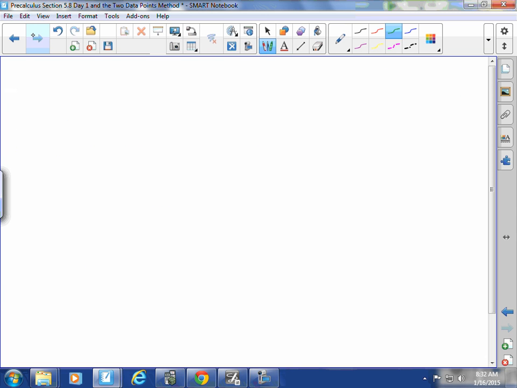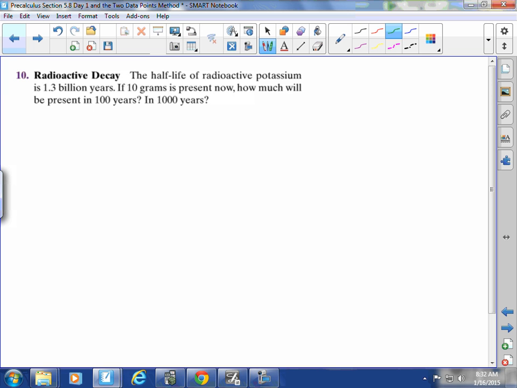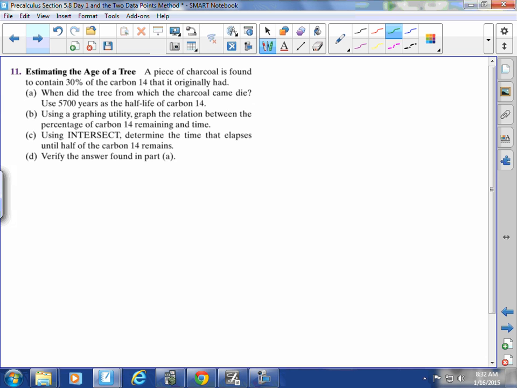Okay, so I think having seen that, you might spot yesterday's homework as being a little simpler than initially presented. Let's go back and talk about any of those you want to right now. Go ahead. Number 11. A piece of charcoal is found to contain 30% of the carbon that it originally had. When did the tree from which the charcoal came from die? Use 5,700 years as the half-life of carbon-14. So we're talking about percentages here.